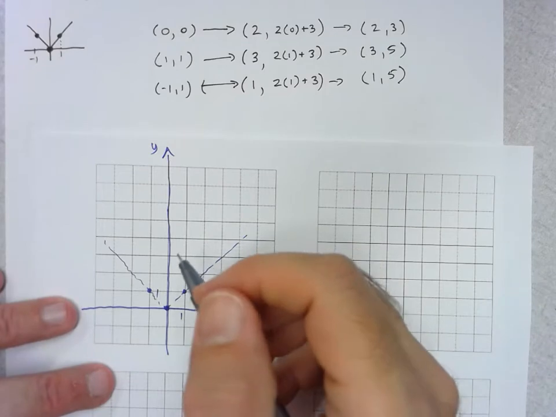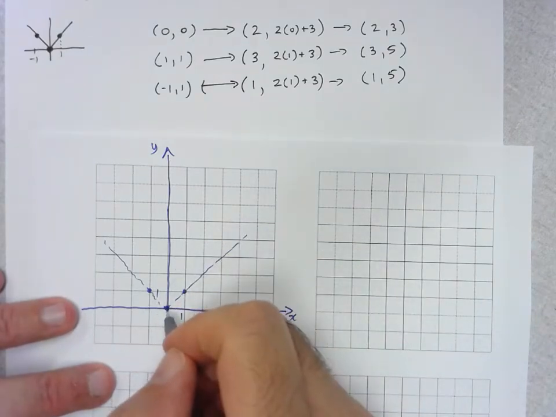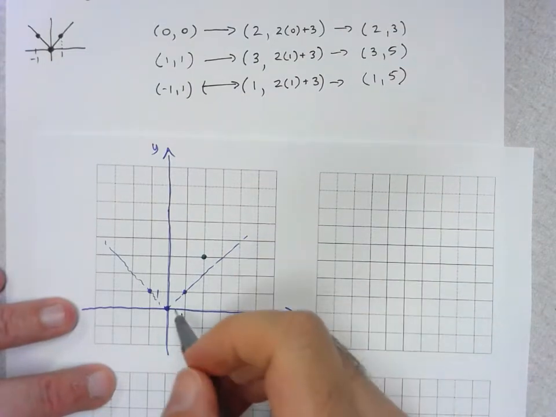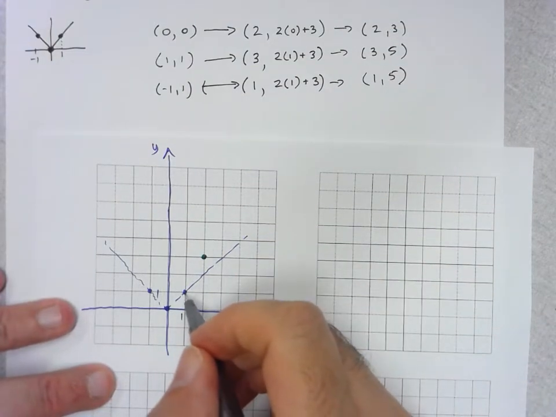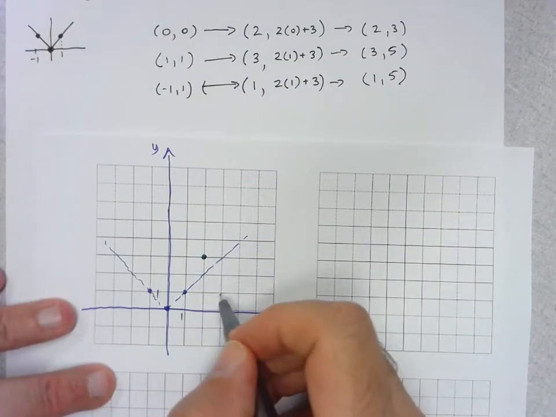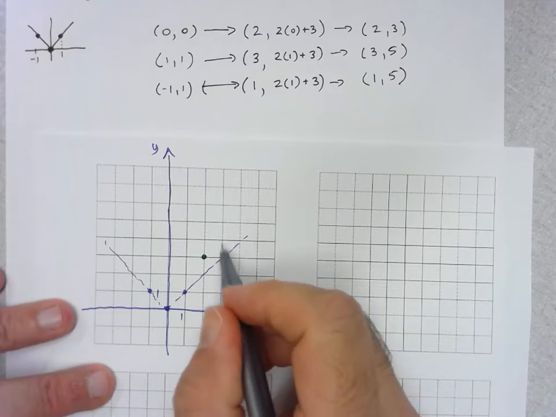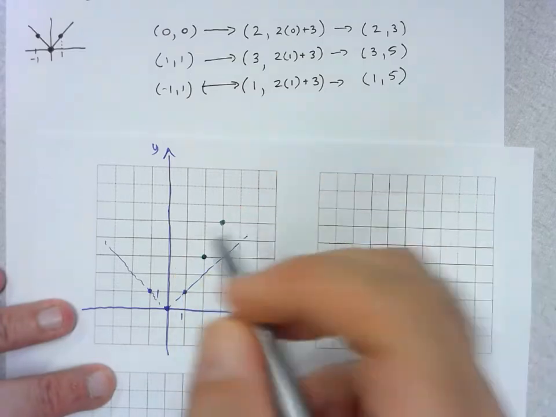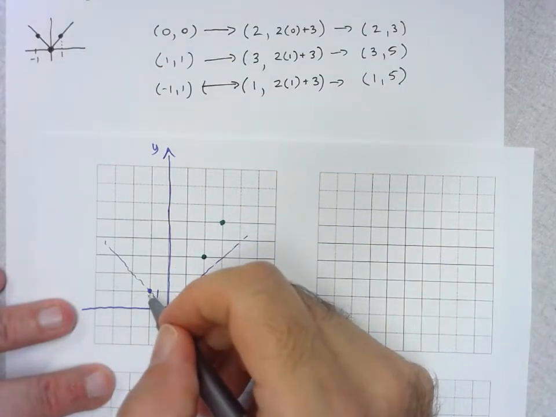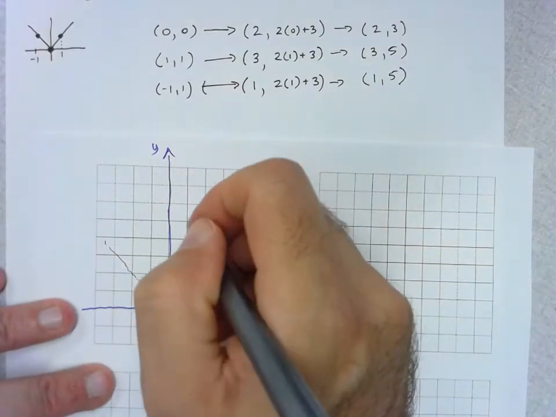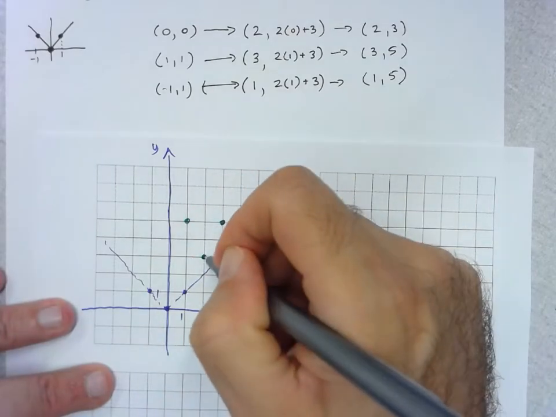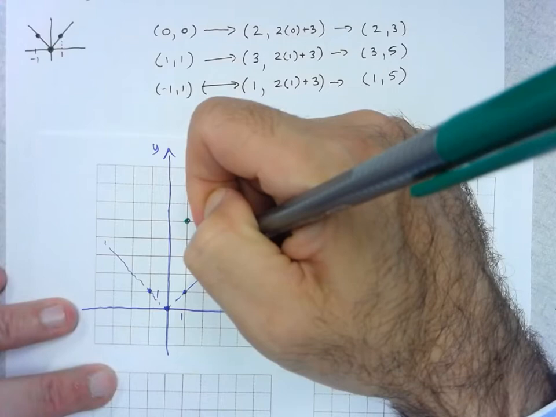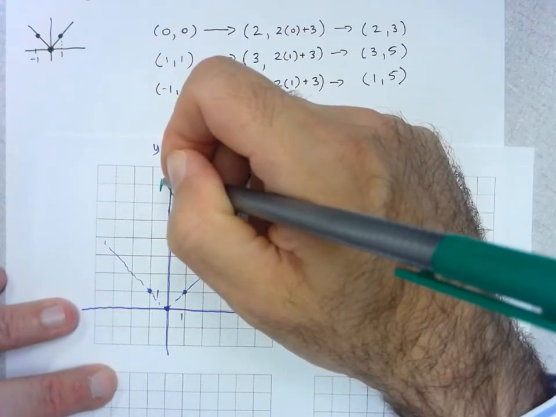Okay, and let's plot our points. So 0, 0 became the point 2, 3. Okay, 1, 1 became the point 3, 5, counting 1, 2, 3 across and 1, 2, 3, 4, 5 up. Okay, and then here the point negative 1, 1 became the point 1, 5. And so now here we can draw our graph, and there's our final function.